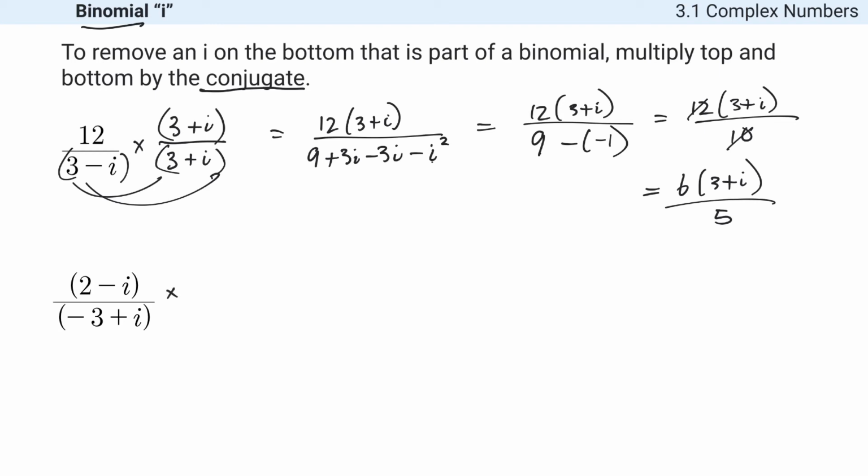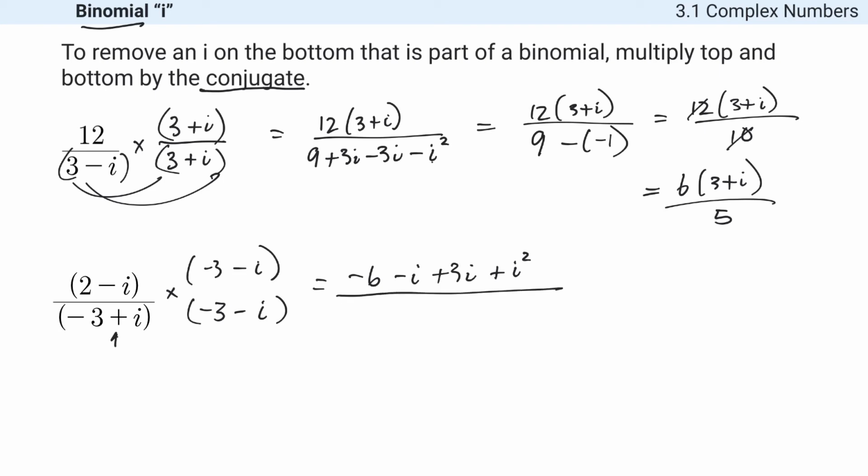Okay, the conjugate of this one will be the same thing, the minus 3 and the i, but I just change that middle sign. So minus 3 minus i. Okay, so on the top, 2 times minus 3 is minus 6. 2 times minus i is a minus 2i. Minus i times a negative 3 is a plus 3i. Minus i times a minus i is a plus i squared.